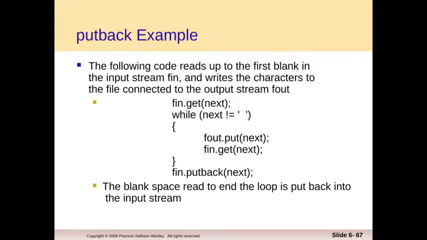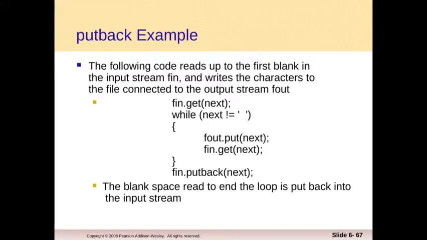Okay, here's an example. The purpose of this code is to read up to the first blank in the input stream fin, and to write the characters to the file connected to the output stream fout. So we attempt to get the next character. If that next character is not a space, then we output it to fout, and we get the next character.